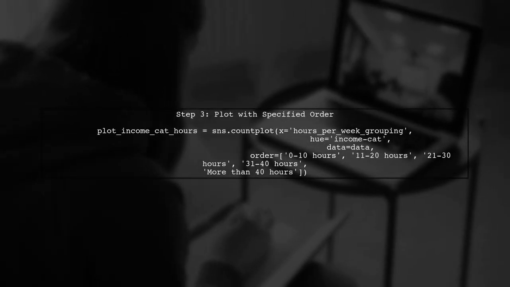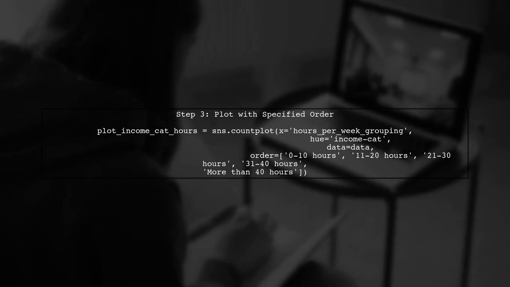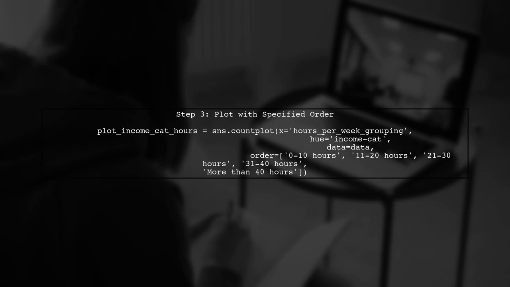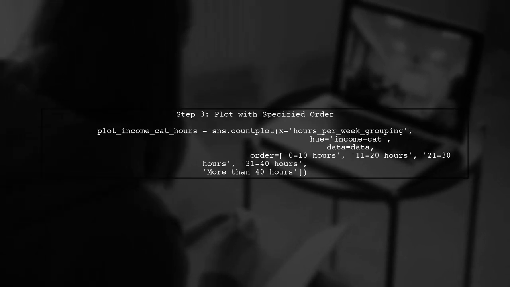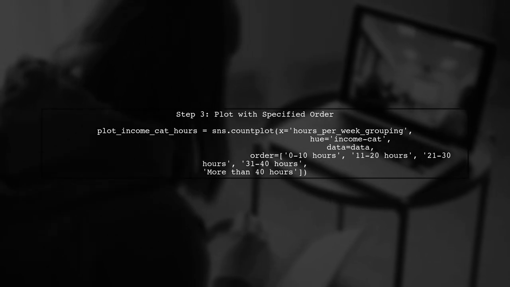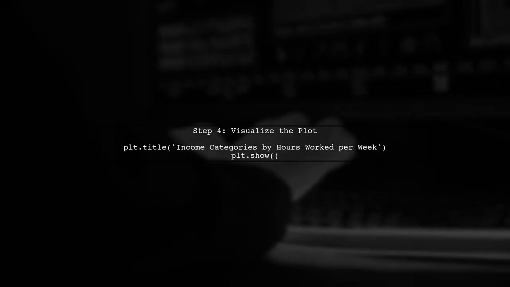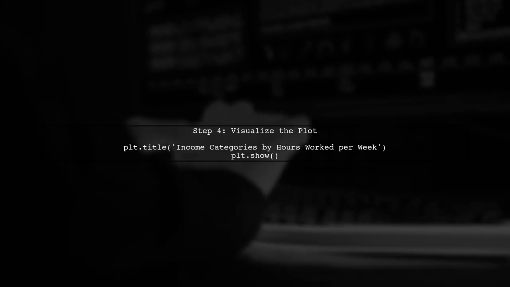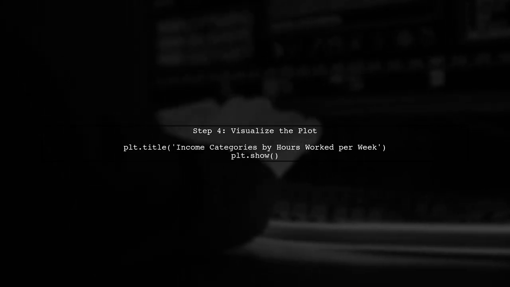Next, we need to specify the order of the categories when plotting. We can do this by using the order parameter in the countplot function. Finally, let's visualize the plot. This will ensure that our x-axis displays the categories in the specified order.